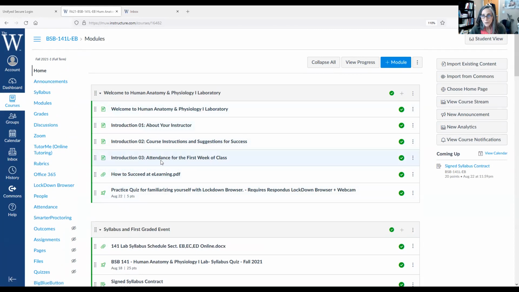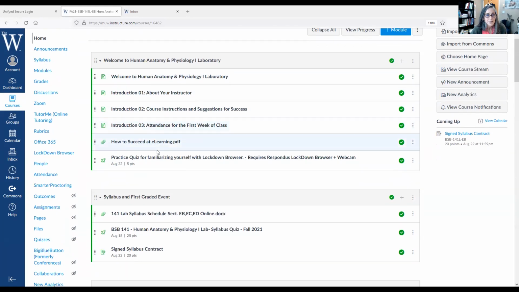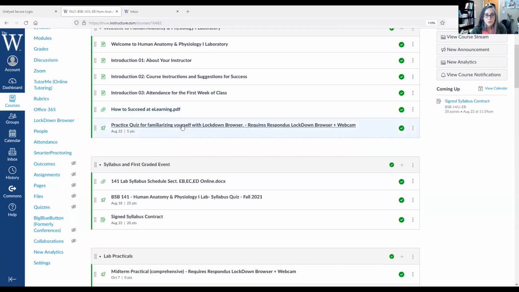Remember, there is no safety quiz. But there is a syllabus quiz, and there is a practice quiz for familiarizing yourself with the lockdown browser. That is important because it will take you about 15 minutes to set it up, maybe 10 if you've done it before.